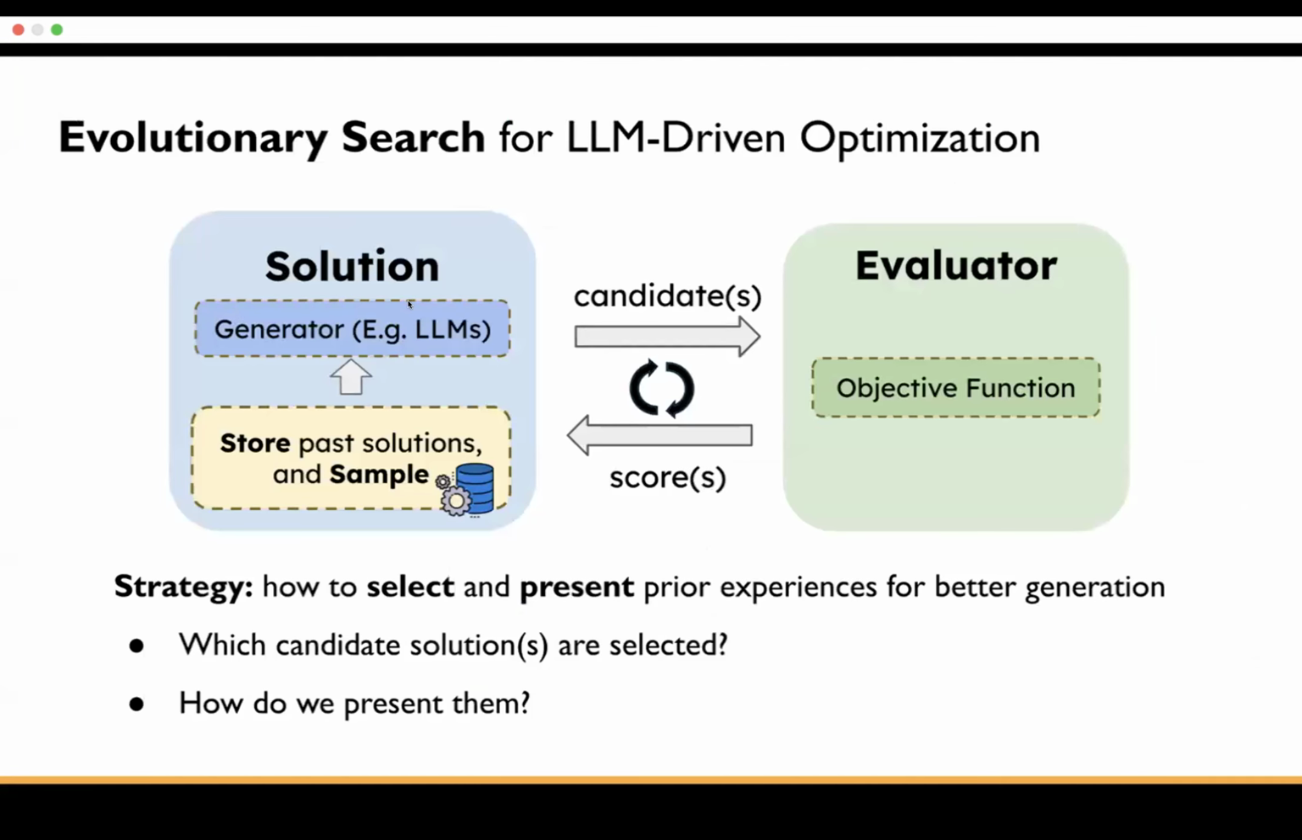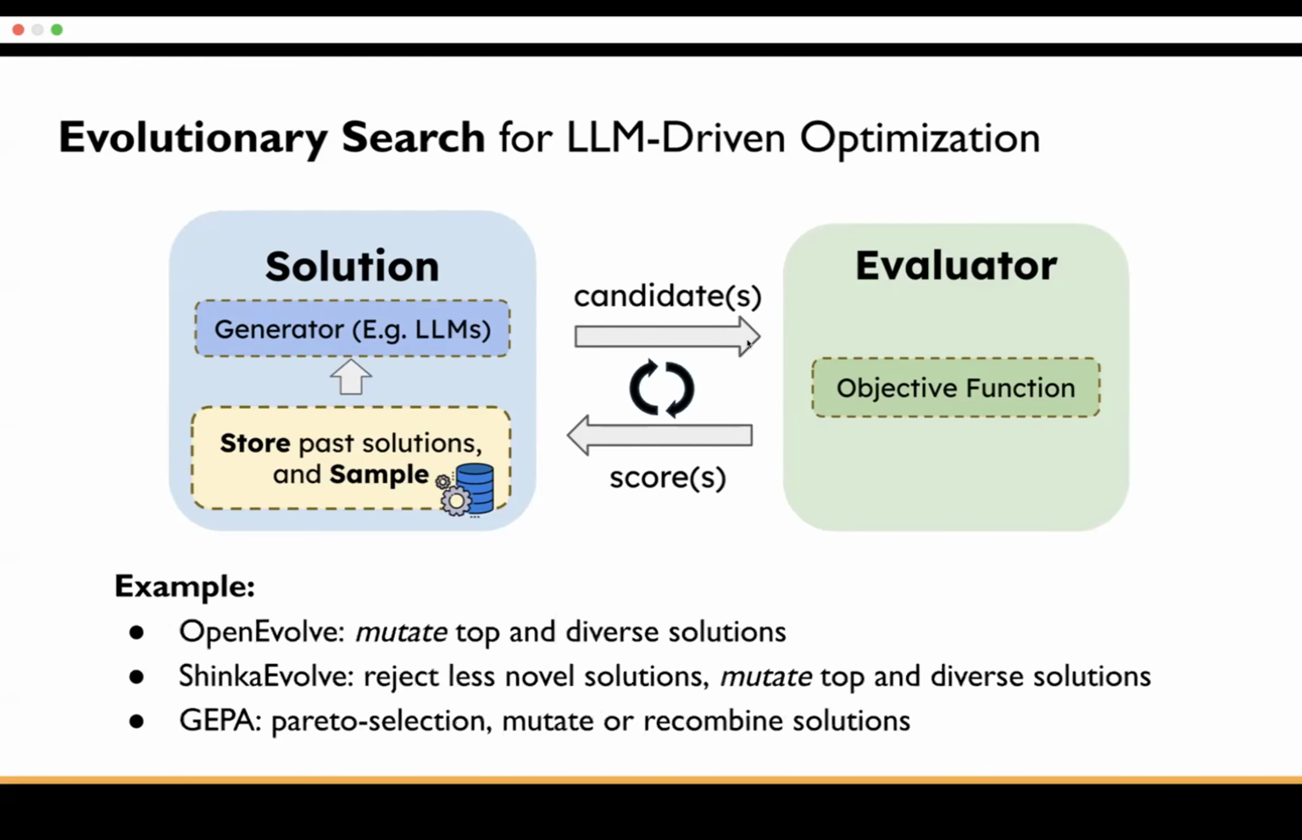In this setup, you have evolutionary search for LLM-driven optimization, where you have some sort of generator, let's say an LLM, and then a program database that stores all of your past solutions, and you learn how to sample from it to propose the next candidates. So the strategy becomes: how do you select and present prior experiences for better generation? For example, what kind of candidate solutions are selected, and how do we present them to the LLM so that it can better generate the next one?